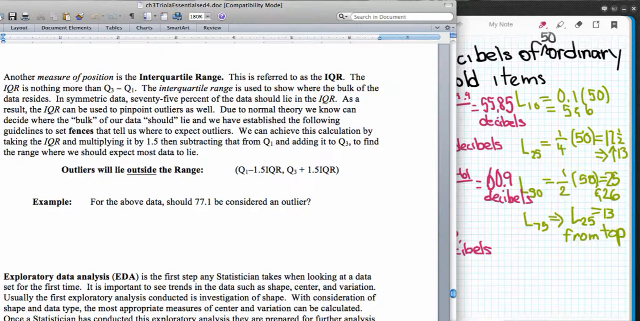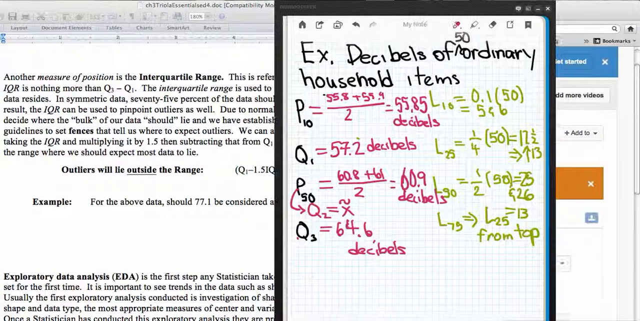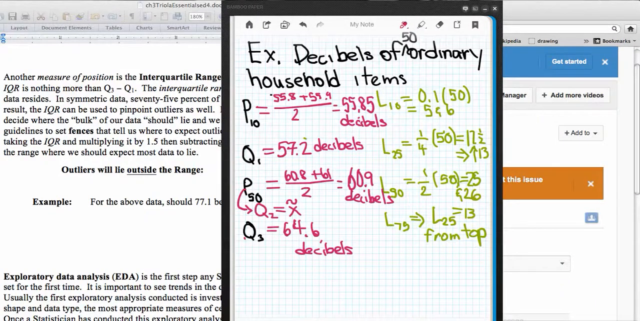So what we're going to look at for our above data was that 77.1, that one that I pointed out that was way far away from the rest of the data. We want to see if that is a potential outlier. So we're going to compute this interquartile range. So I'm going to go to the next page.